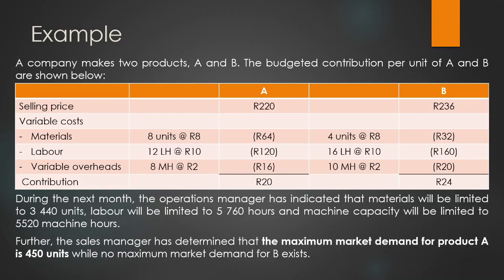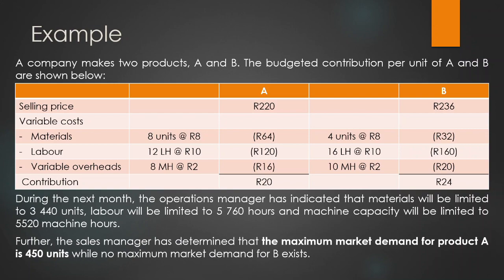Our final constraint is the maximum market demand. We see that product A is limited to 450 units, while B has no maximum. This is a constraint because if we produce more of product A than the market is demanding, we won't be able to sell those units and we will be wasting resources.